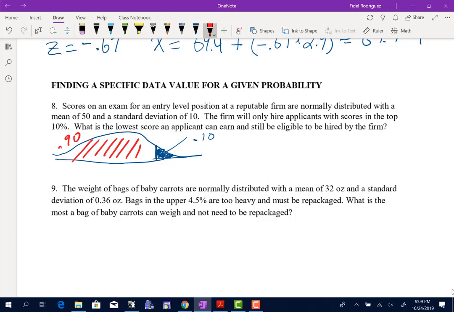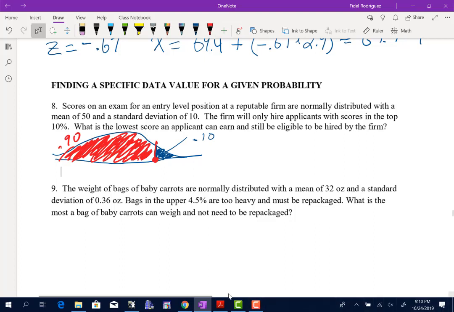0.90. Okay, let me ask you a question. Could we find the z-score here? Could we find this z-score if we know that all of this area to the left is 0.90? What would I have to use? But how would I find the z-score though?